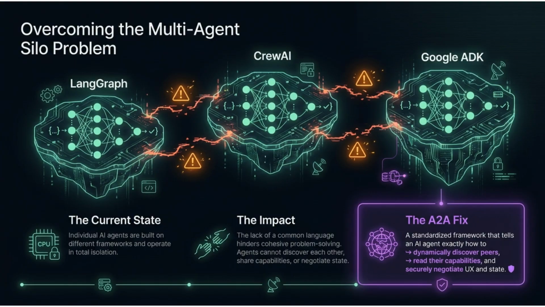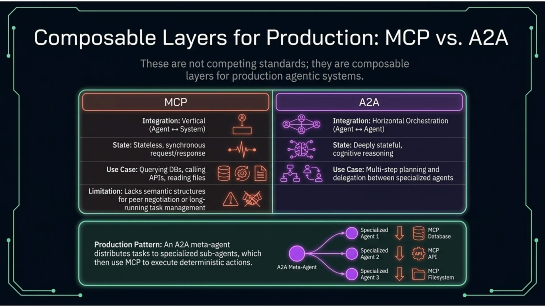The A2A fix is a standardized framework that allows an AI agent to dynamically discover peers, read their capabilities, and securely negotiate UX and state. A2A and MCP are composable layers for production agentic systems, not competing standards. MCP focuses on vertical integration and stateless requests. A2A focuses on horizontal orchestration, is deeply stateful, and is used for multi-step planning and delegation between specialized agents. An A2A meta-agent distributes tasks to specialized sub-agents, which then use MCP for deterministic actions.